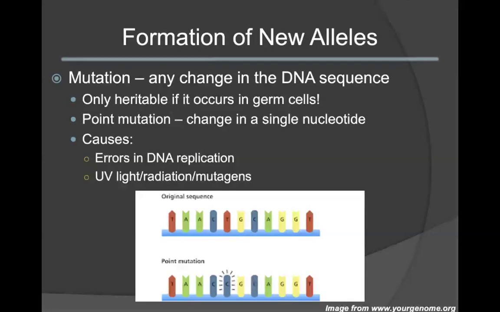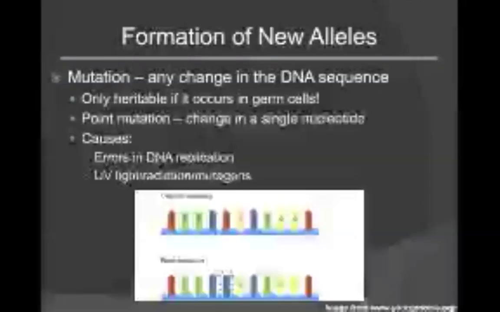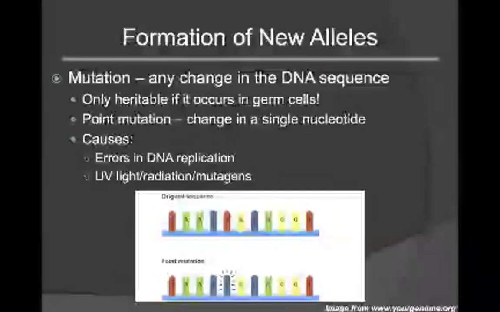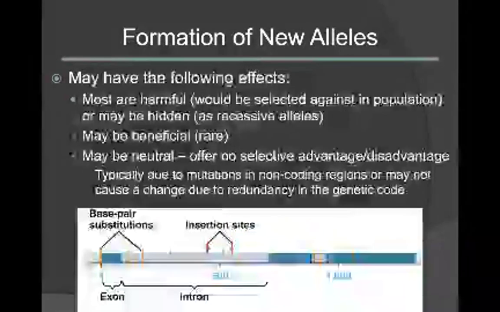This can occur due to errors in the DNA replication process, or it can also be due to various external factors such as UV light, radiation, or exposure to various mutagens. Some mutations lead to the formation of new alleles. Many of these can result in the following.